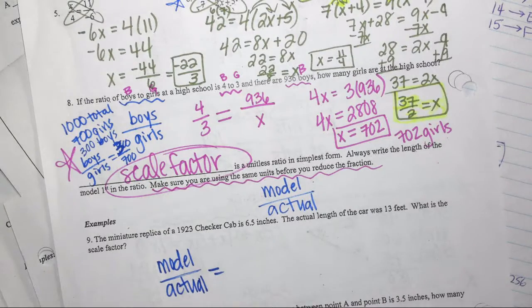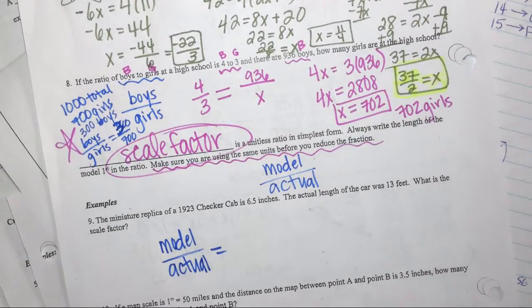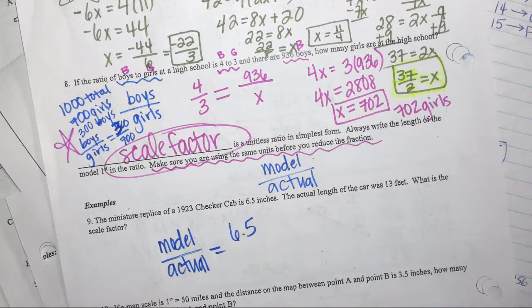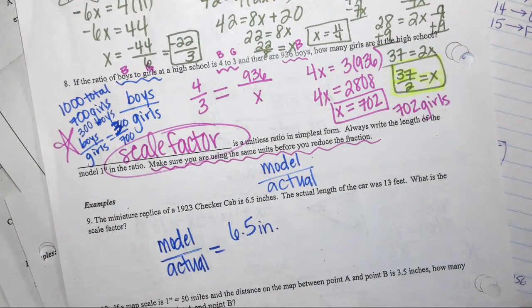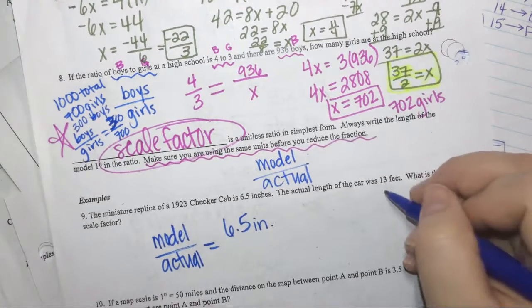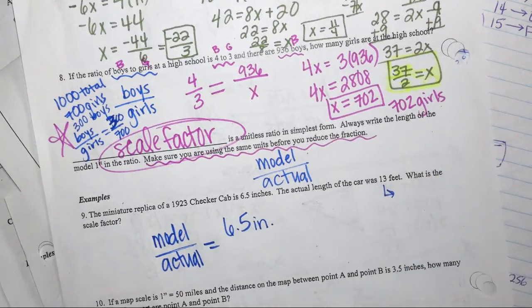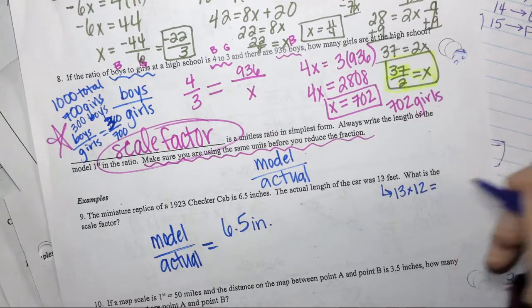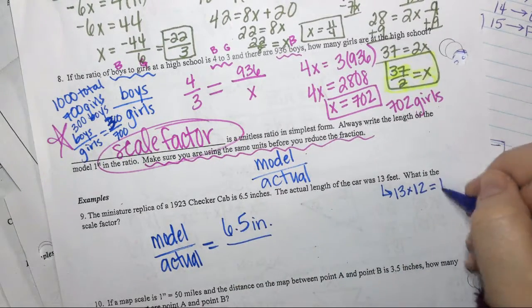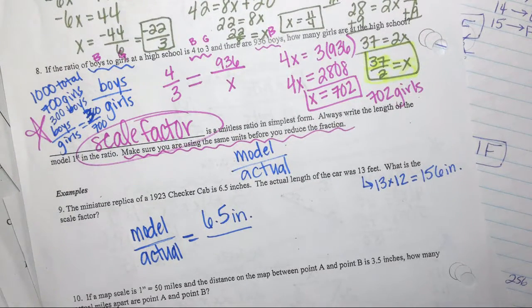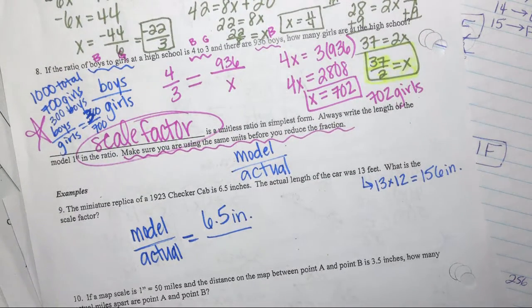Okay, my model is 6.5 inches because it says miniature replica 6.5 inches. Do I put 13 in the denominator? No. Why? It's not. We need to convert it into inches. So 13 times 12 to convert it into inches. And what number do you get? 156 inches. Because there are 12 inches in a foot. It's just something you're supposed to know. If you don't know those kind of things, if you ask me, I probably wouldn't be nice enough to tell you.